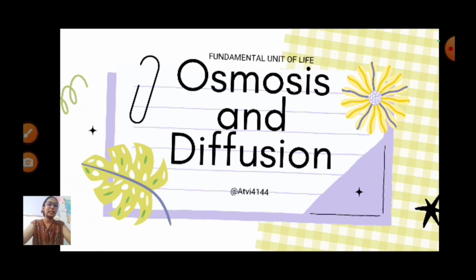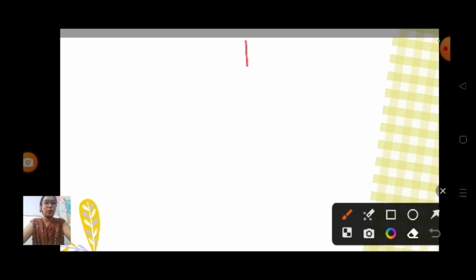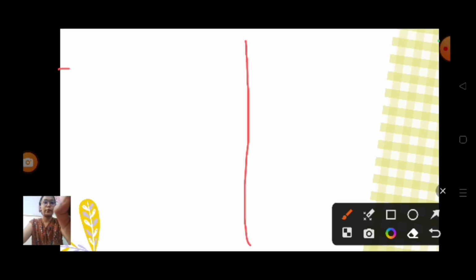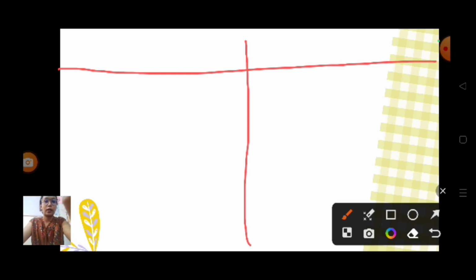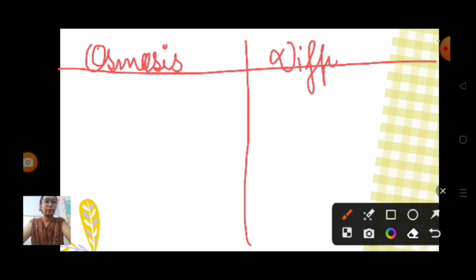So first let us discuss a few important points of these two, osmosis and diffusion, related to this chapter, the points which are important for you. Okay, so first let me draw a differentiating table for you. Osmosis and diffusion. So the important points for this chapter, I will tell you two points related to this chapter.